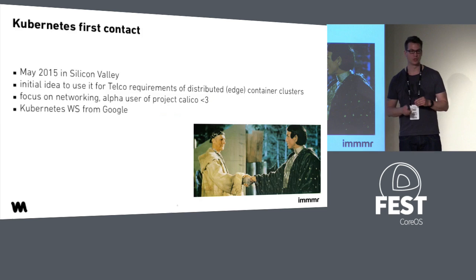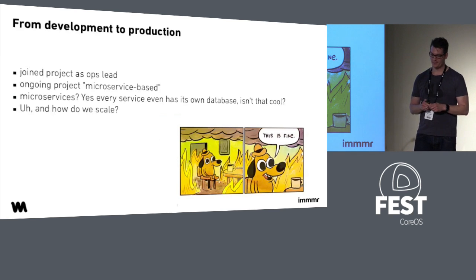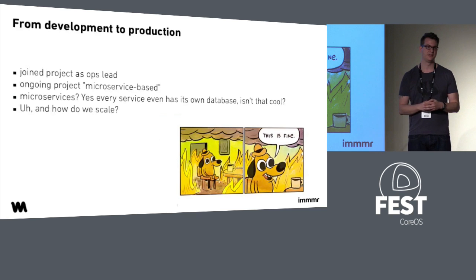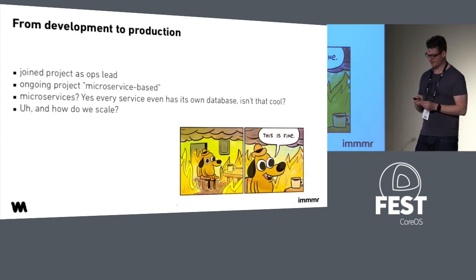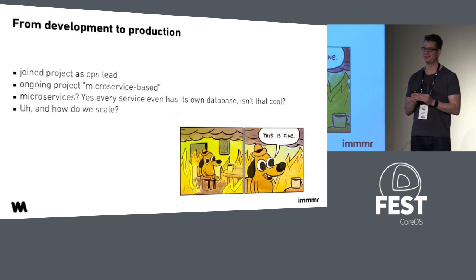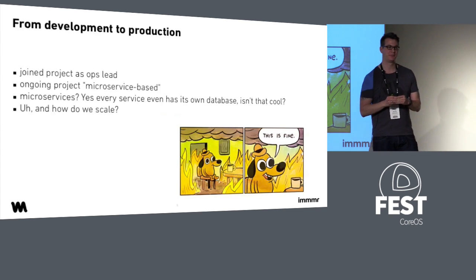And I also attended a Google workshop in San Francisco, which really helped me. And so I came back, and then my boss offered me an operations lead role at the company that was to be founded. Last year, we were founded, I think, in July. And it was an ongoing project already, transitioning from project to actual company phase. And they had microservices. Yay! And every service even has its own database. That's really what we like to see. And so they told me, you can build up a team and start preparing that for production.